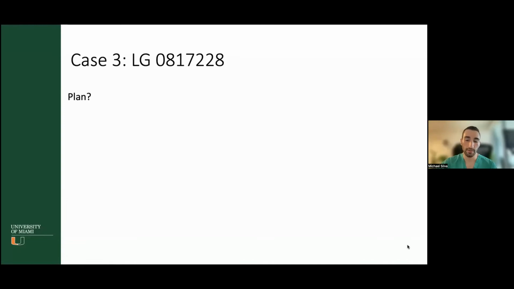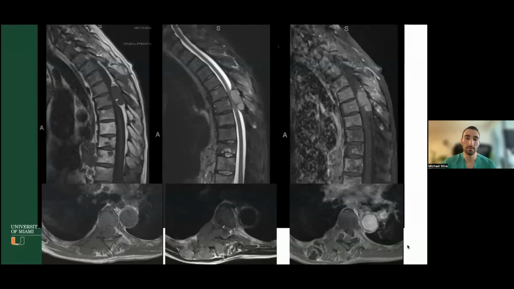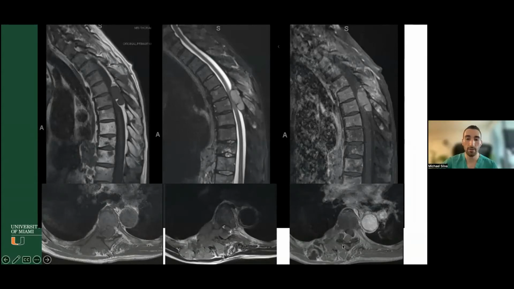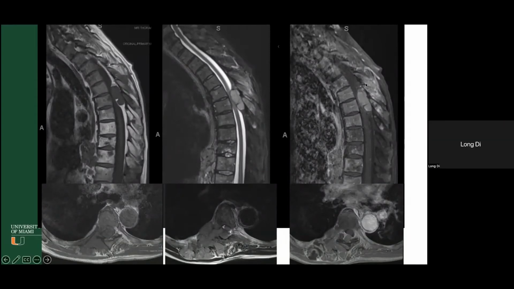So what would you do for this lesion? I'll go back to the imaging. Given her acute neurologic change, I think a laminectomy for decompression, as well as a tumor resection for tissue sampling and biopsy, would probably be my plan for this patient. Okay, and do you think you need a fusion in this patient? I don't think I need a fusion. I think just a laminectomy would be fine.